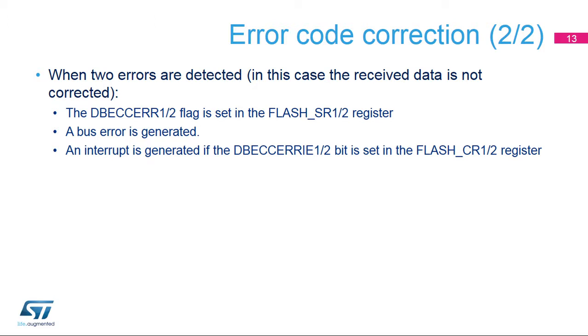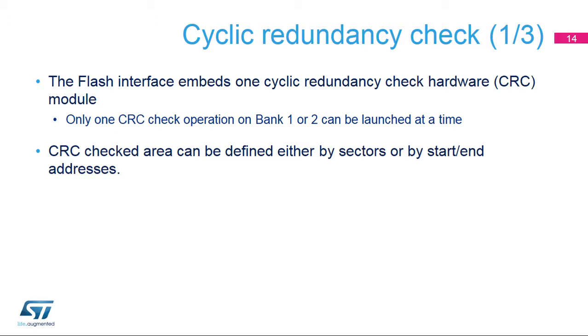The flash interface embeds a cyclic redundancy check, or CRC, hardware module. This module allows checking the integrity of a flash area content. This area can be defined either by sectors or by start and end addresses. Only one CRC check operation on bank 1 or 2 can be launched at a time. The CRC operation cannot be concurrent with any option byte change operation.